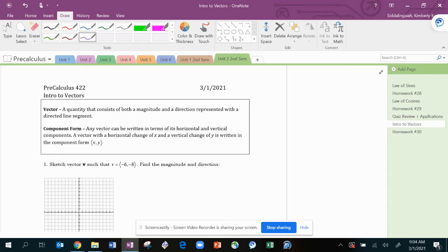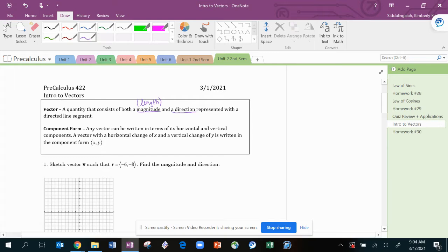So a vector has magnitude. Magnitude you're going to want to think of as a length. And then a direction. So that's usually an angle. It's represented by a directed line segment. So look, we're going to be drawing little rays is what they're going to look like. So like a line segment with an arrow at one end.